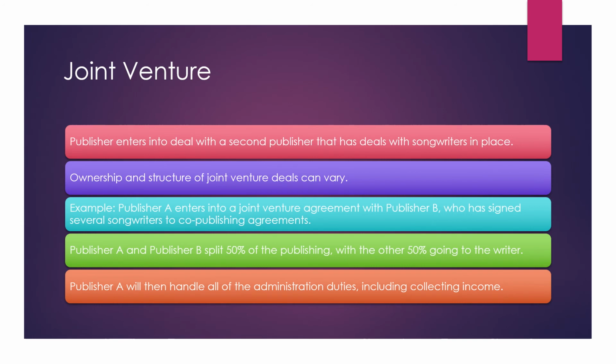A joint venture agreement is an agreement in which a publisher enters into a deal with another publisher who has entered into deals with songwriters. This sort of deal is usually advantageous to smaller publishers who still want to own a share but don't want to do all the administration duties. So they enter into an agreement with a larger publisher who will handle all of that for them. The larger publisher will then usually own and collect a share as well.